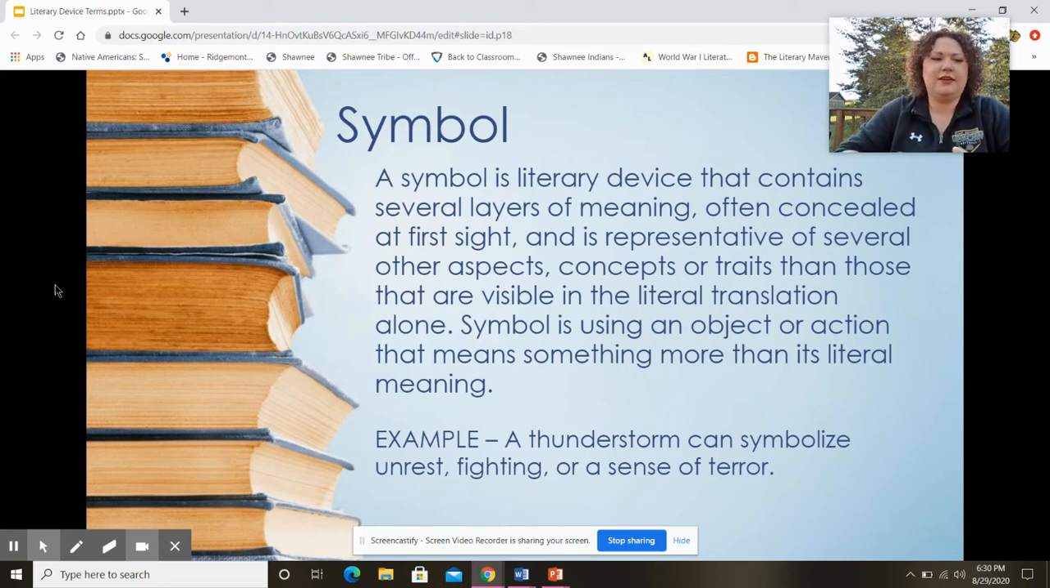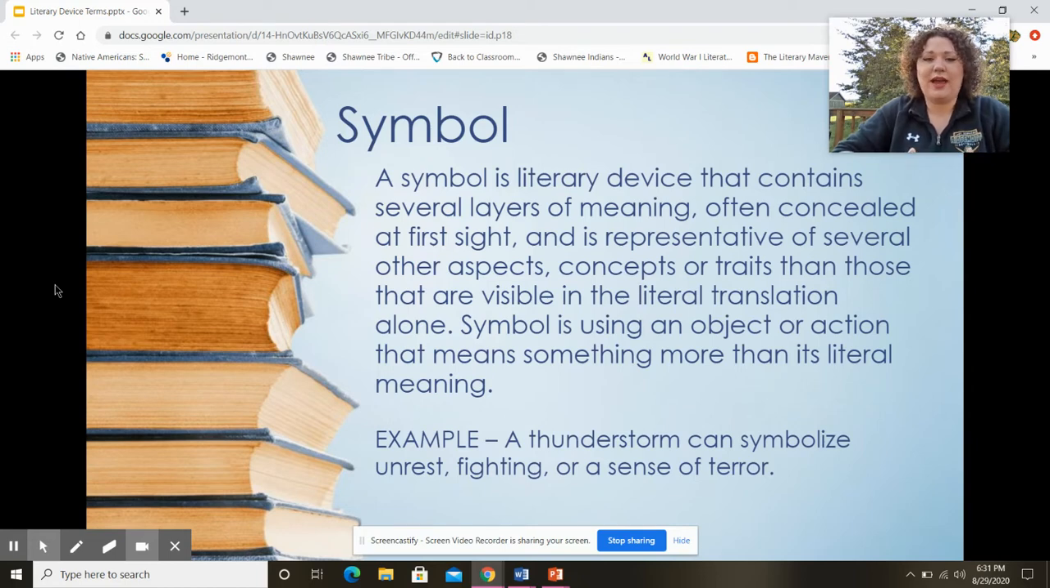And so it's where you're giving some type of image or a word or a setting or something, and it's representing multiple aspects. Okay. So my example here, we're going to go back to a thunderstorm. When we see a thunderstorm in a film, it isn't just rain is happening, but it also can symbolize this unrest, or there's a fight coming on, or there's a sense of terror happening.